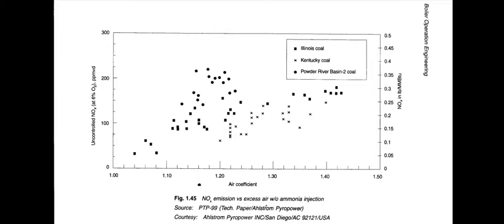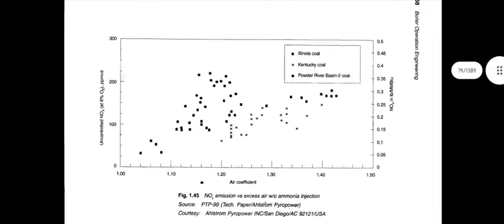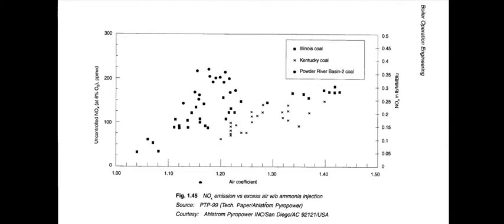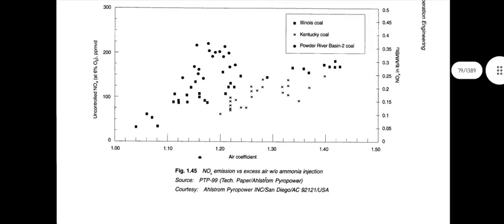The rectangular dots are Illinois coal, the star is Kentucky coal, and the circular dot is Powder River Basin 2 coal. We can see the Powder River Basin 2 coal is at low air coefficient and high uncontrolled NOx. Kentucky coal has very low NOx compared to the other coals, and its air coefficient is medium. The rectangular dots, Illinois coal, have high air coefficient and medium high uncontrolled NOx.